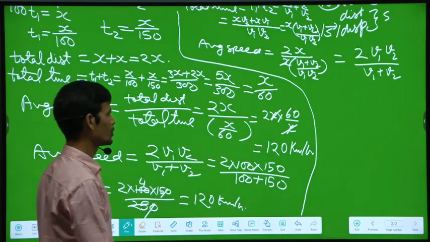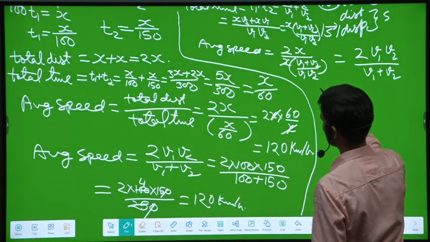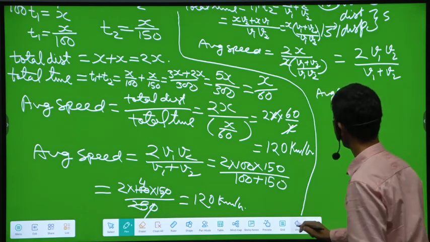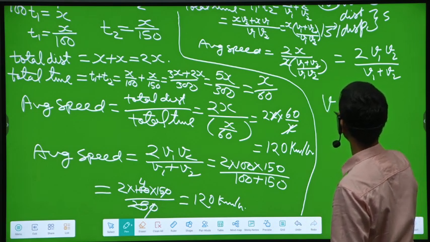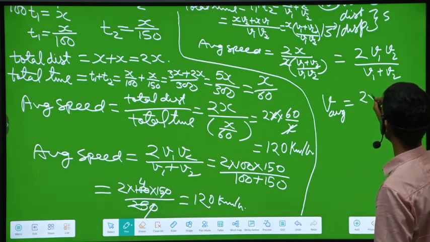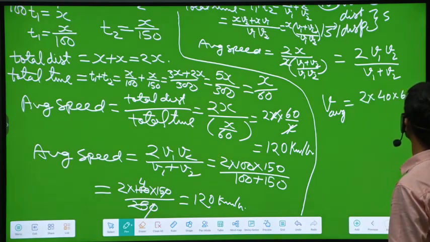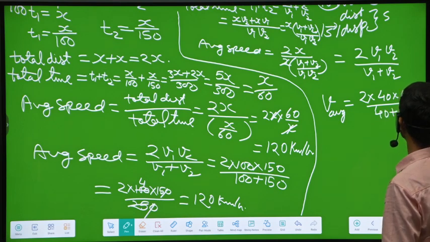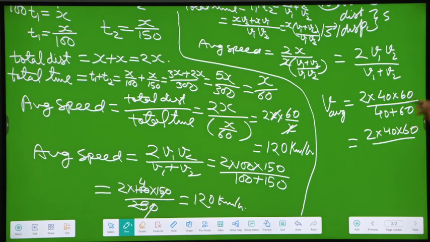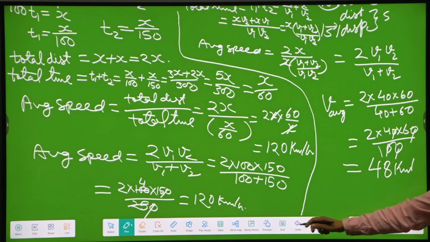So simple. So also here average speed. Now I will use the symbol for average speed also. VAVG is equal to twice 40 multiplied by 60 over 40 plus 60, that is 2 into 40 multiplied by 60 divided by 100. So 48, oh sorry, it was in meter per second.